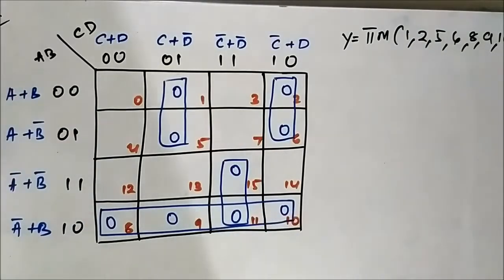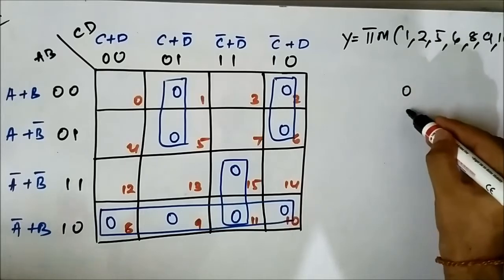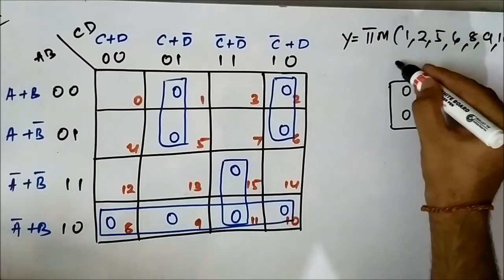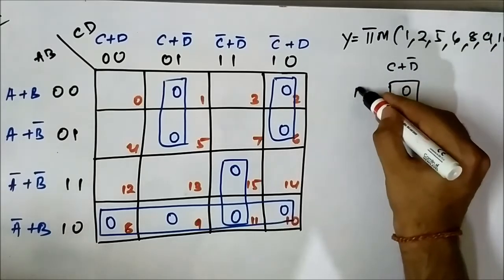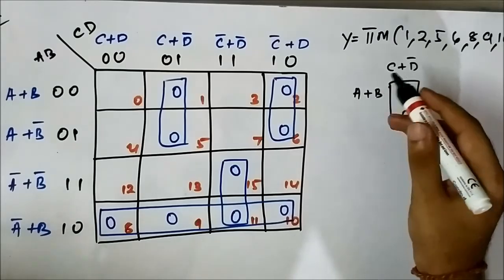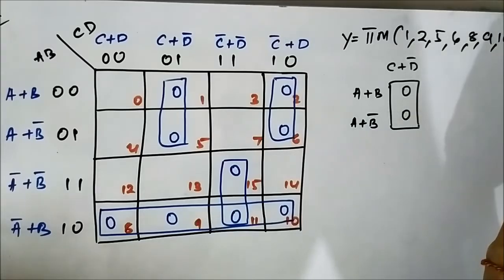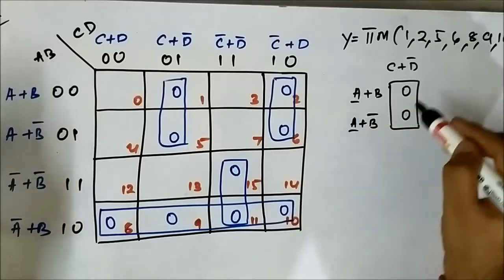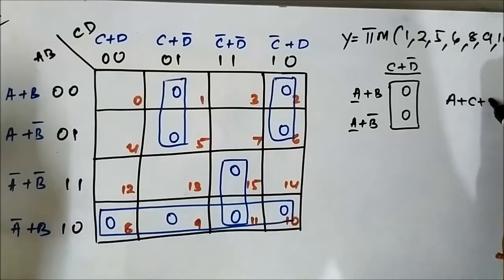Now we have to find the common set of variables. So for this pair involving cells 1 and 5, it is C or D bar in the vertical, and A or B, A or B bar in the horizontal. So the common variables on the horizontal side are A, the vertical side C or D bar. So it is A or C or D bar.